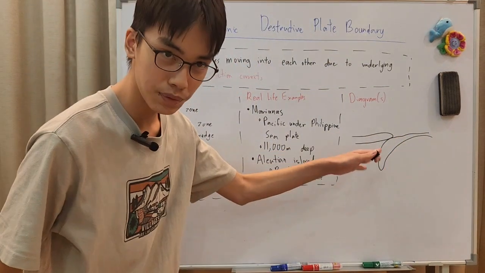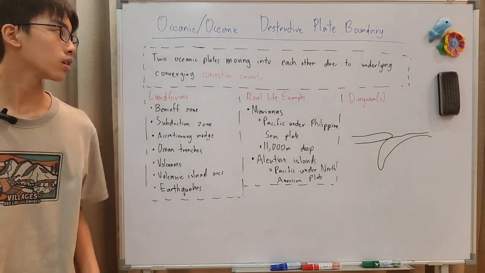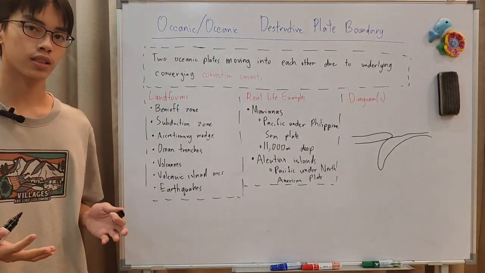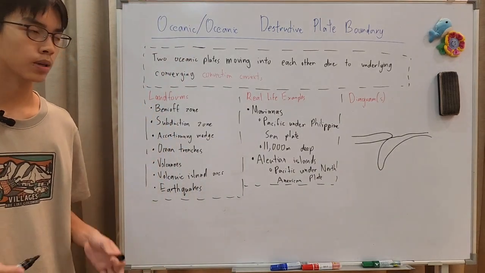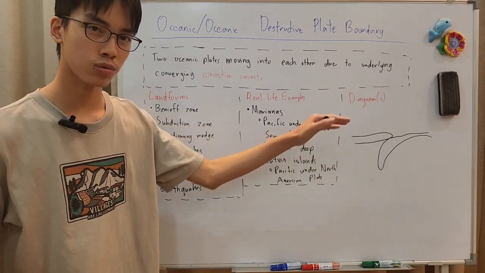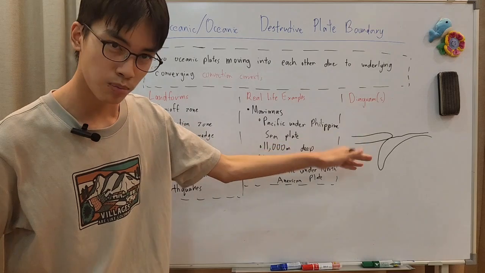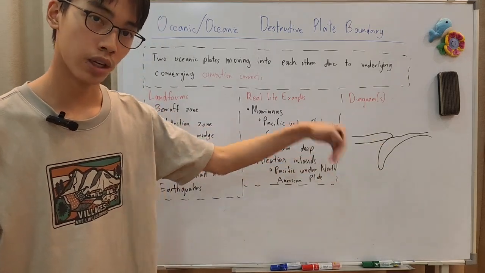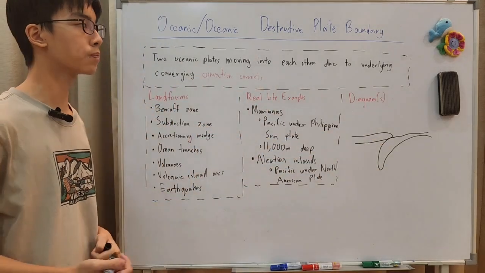Notice how I drew it really steep. That's because the oceanic plates are both really dense. One is denser and that's why one subducts, but because they're both dense, this plate also wants to go down, also doesn't want to be pushed up. So it's really pressing down on the subducting area, and therefore it has a really steep subduction zone.